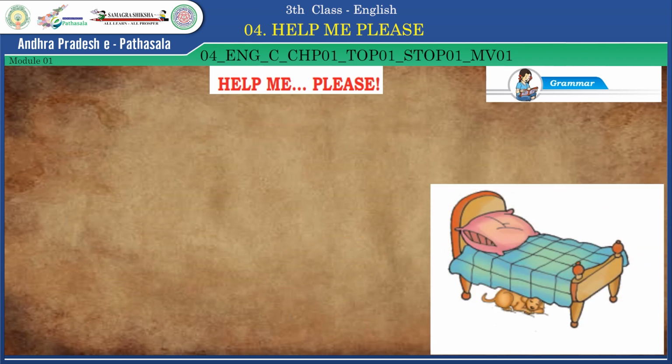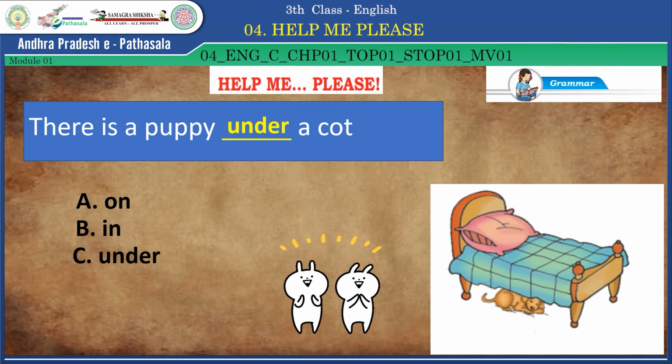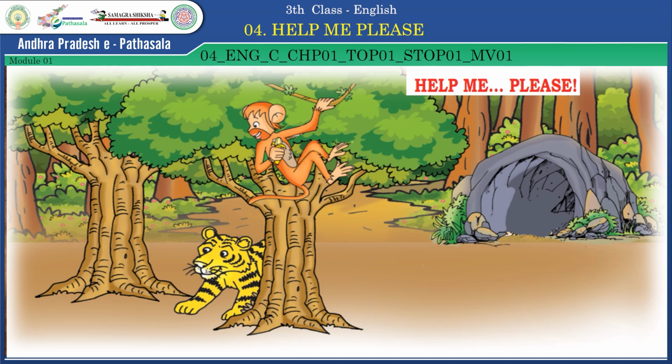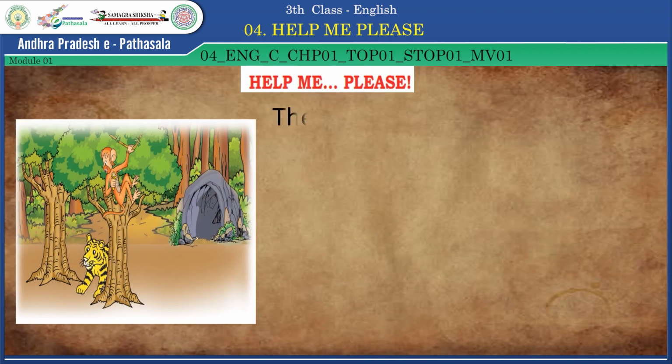There is a puppy dash a car. A on, B in, C under. Yes, you are right. The correct answer is under. Well done, children. Let's move to the next activity. Dear children, observe the picture carefully. Children, do you observe the picture?